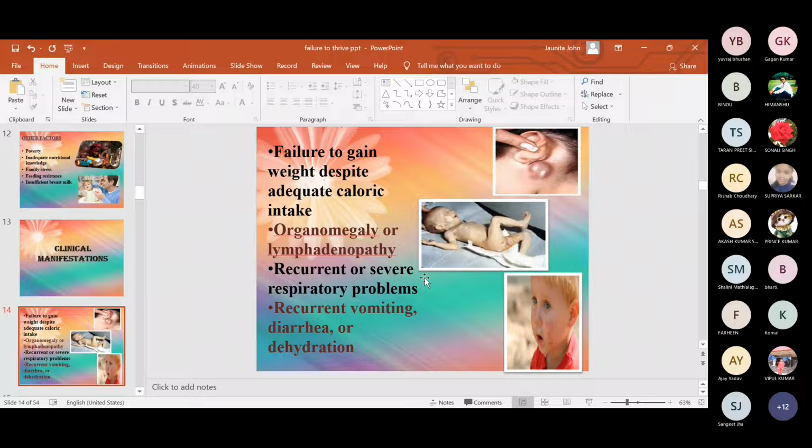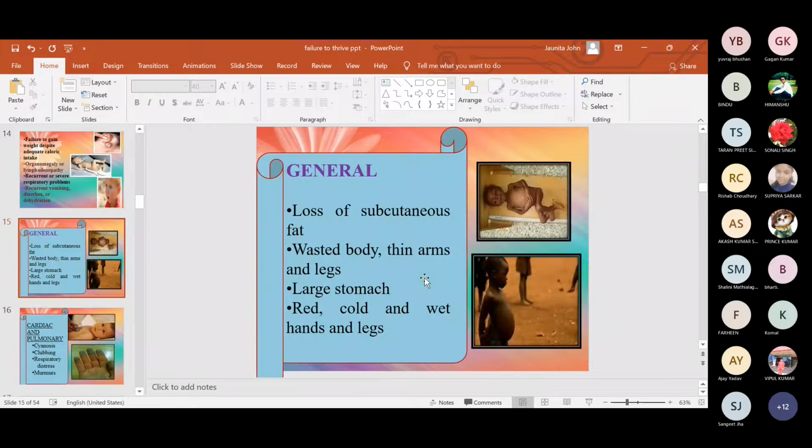Next is recurrent vomiting, diarrhea or dehydration. बार बार vomiting हो रही है, बार बार diarrhea हो रहा है, because of that the baby is getting dehydrated. These are all general normal symptoms. Next we will be seeing according to system wise कौन से sign and symptoms होती है. Very first is general.